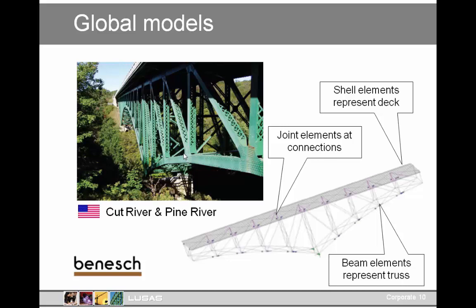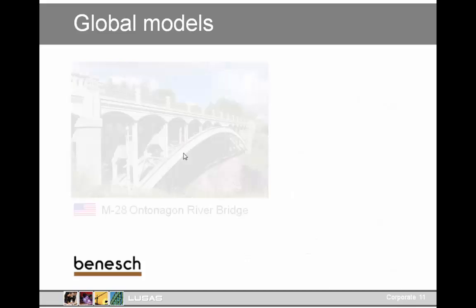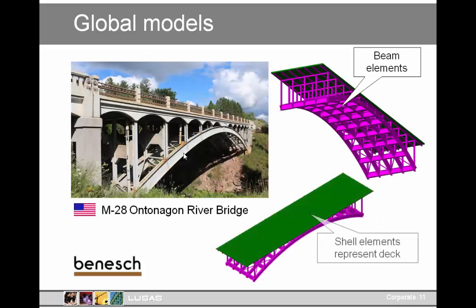A 3D FE analysis was found to distribute the loads more evenly than might have been assumed when using a simplified method, with concentrated vehicle loads being dispersed longitudinally as well as divided between the two trusses. The reduced live load forces in truss members eliminated the significant cost and disruption which would have arisen from a strengthening project. A similar approach helped for the M28 Octonagon River Bridge.